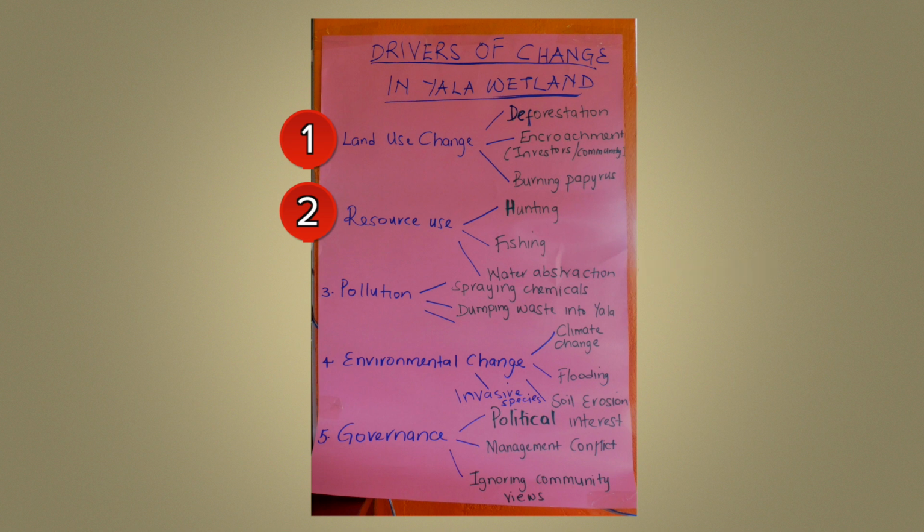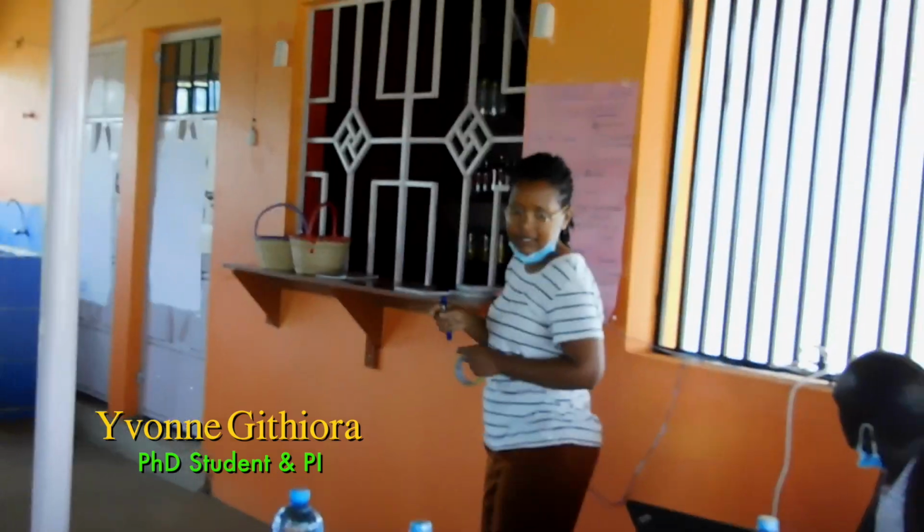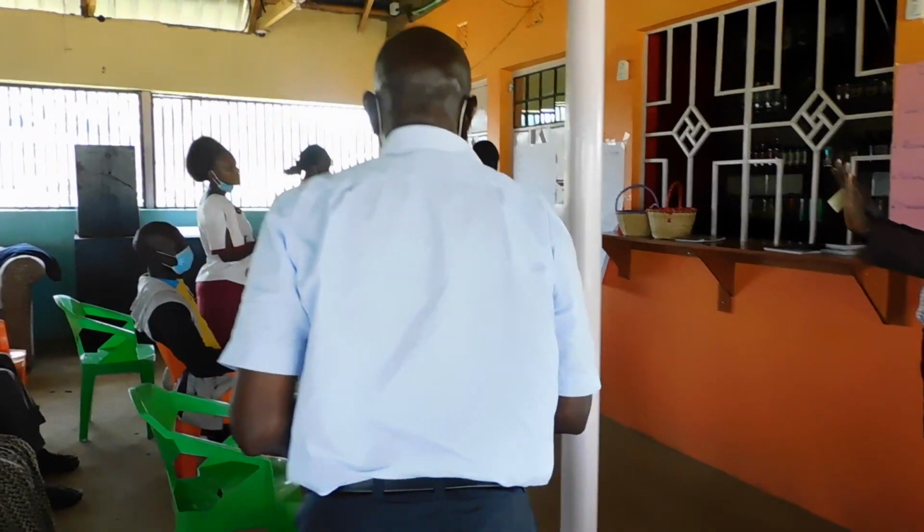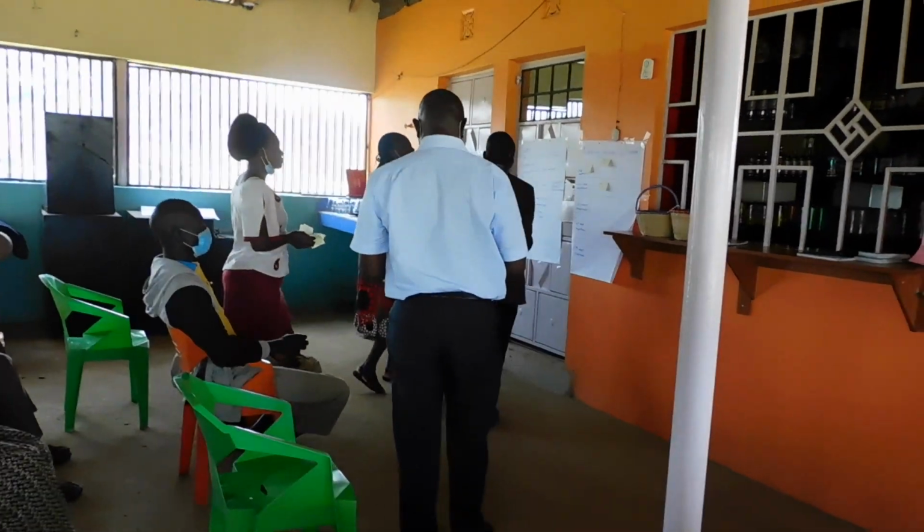The third driver of change is pollution, which includes spraying of chemicals, dumping waste into Yala, and air pollution. The fourth one is environmental change, which includes climate change, flooding, and soil erosion. Governance was also identified as a driver of change, through lack of land use policy, political interests, management conflicts, and ignoring community views.